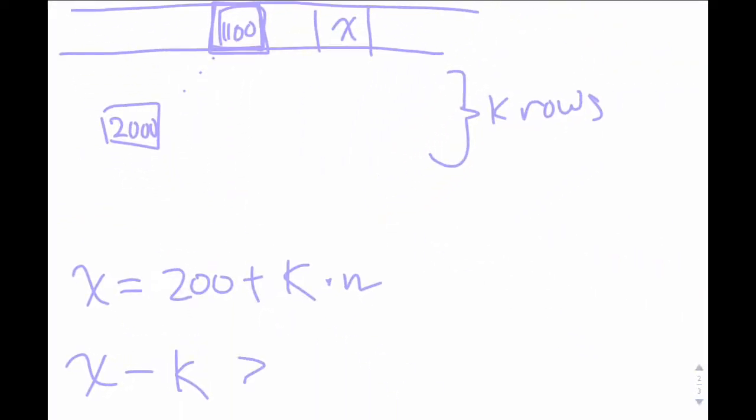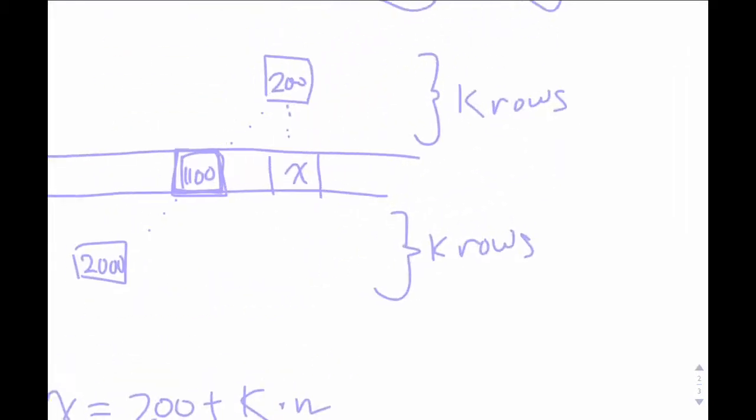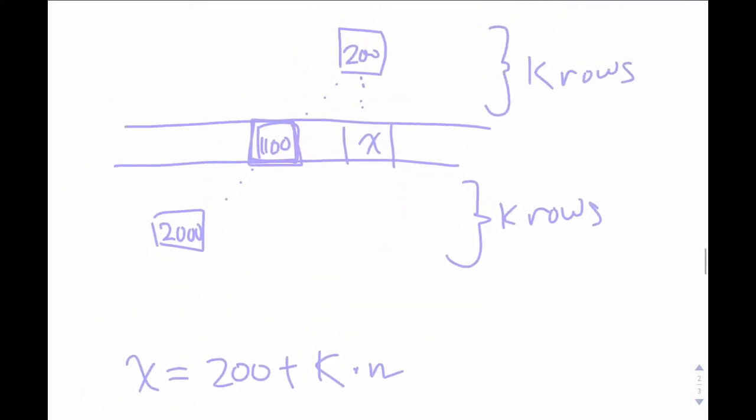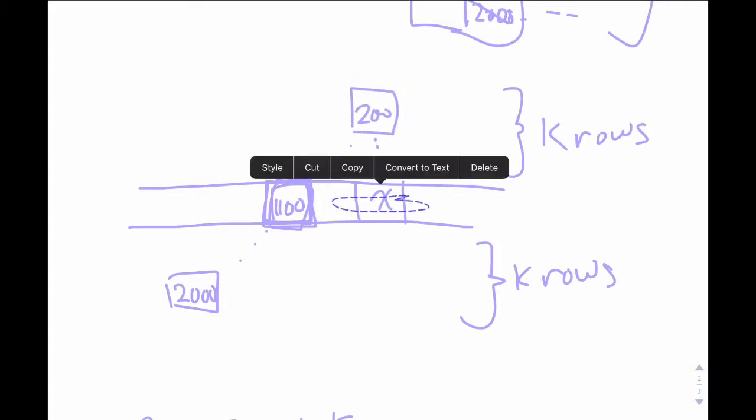We want this to be greater than 1100, because if it's exactly equal to 1100, then we have this case, which is the case of drawn out, which we know doesn't work because the slope will be exactly equal to 1. But if the 200 is shifted over a little bit, then when we subtract k, the box will end up being greater than 1100, and we know we're okay.